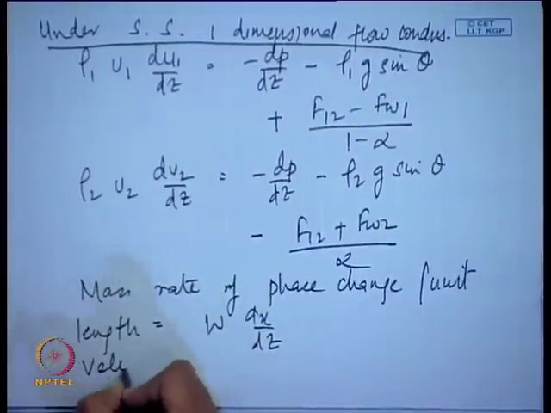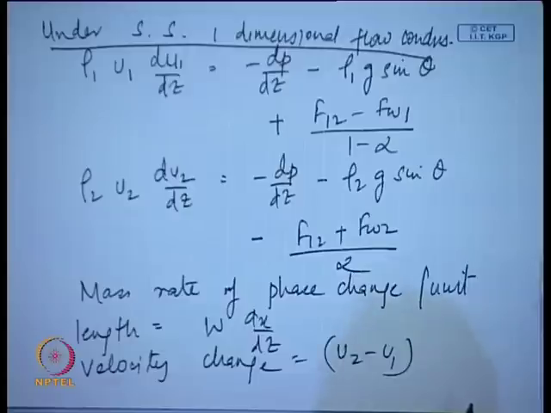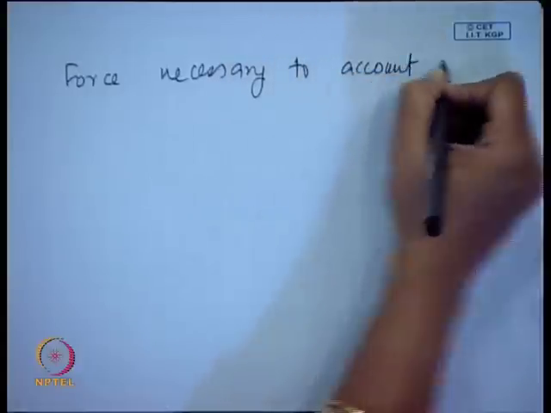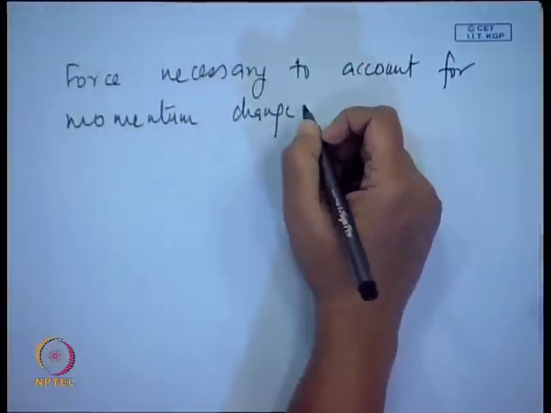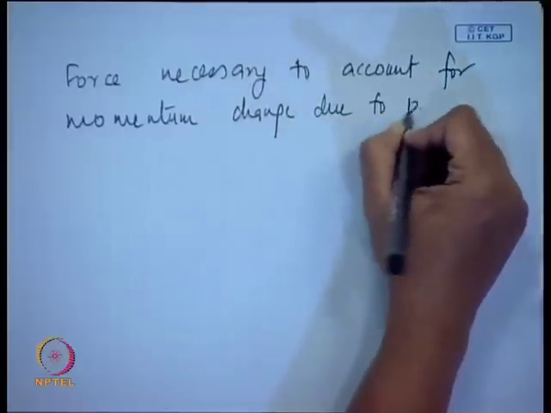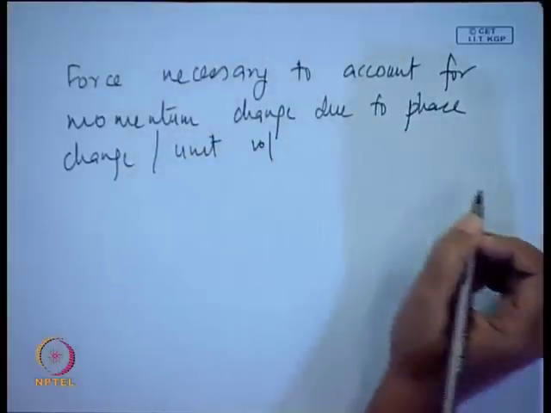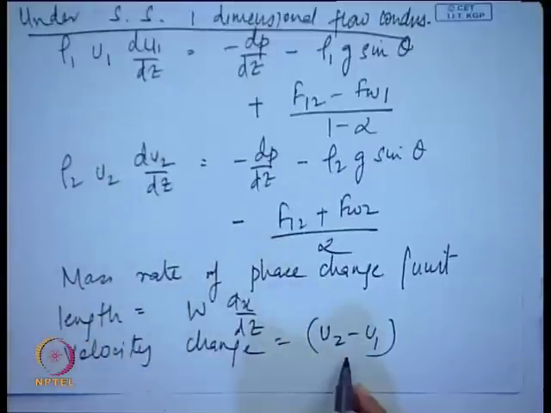And what is the velocity change for this? This is u2 minus u1. You agree with me? Okay. Now, what is the total force which is necessary to account for momentum change due to phase change per unit volume? For per unit volume of any of the phases, the total force must be the mass rate of phase change into the velocity change, that will give you the force which is associated with phase change.